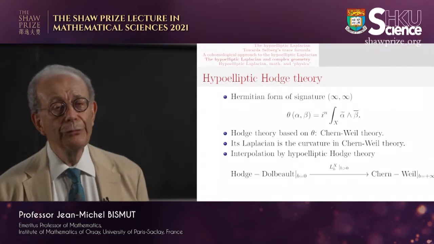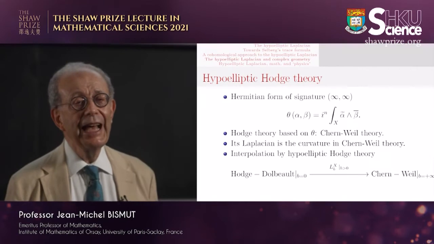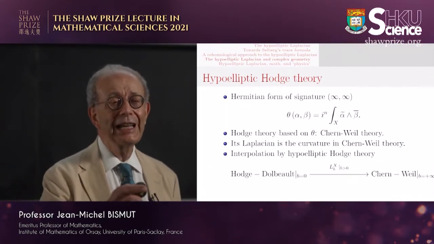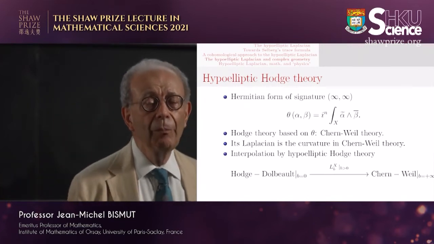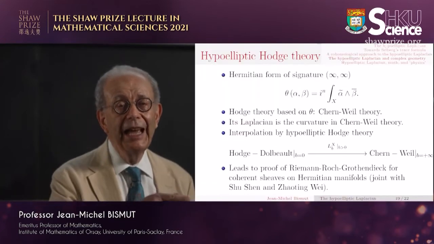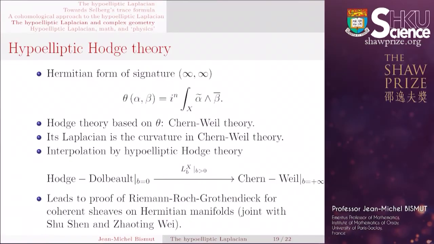So what is the form of the hypoelliptic interpolation in such a case? That's an interpolation between the classical Hodge-Dolbeault theory on the complex compact manifold on one hand and Bott-Chern theory on the other hand. And this interpolation in particular leads to a proof of a rather complicated theorem I obtained recently with Shu Shen and Zhaoting Wei, proving Riemann-Roch-Grothendieck for coherent sheaves on Hermitian manifolds.